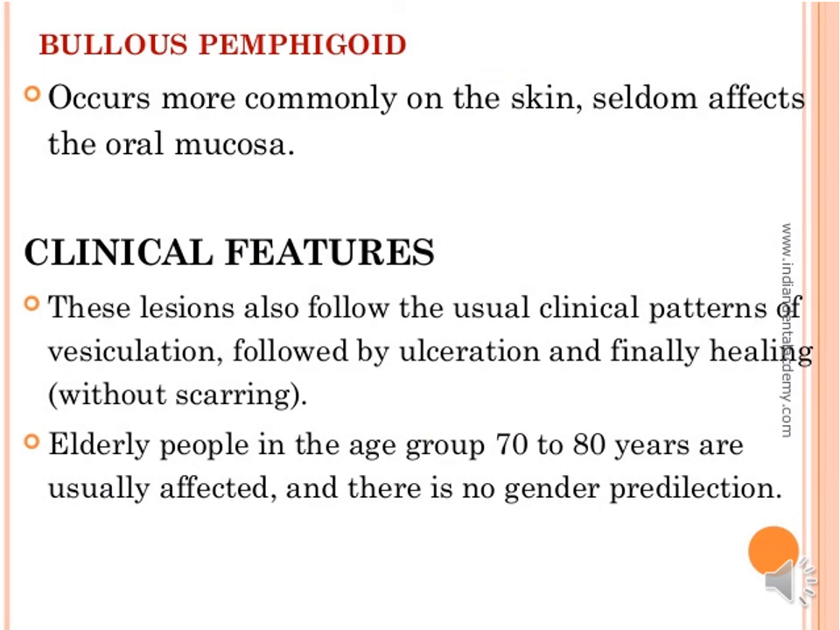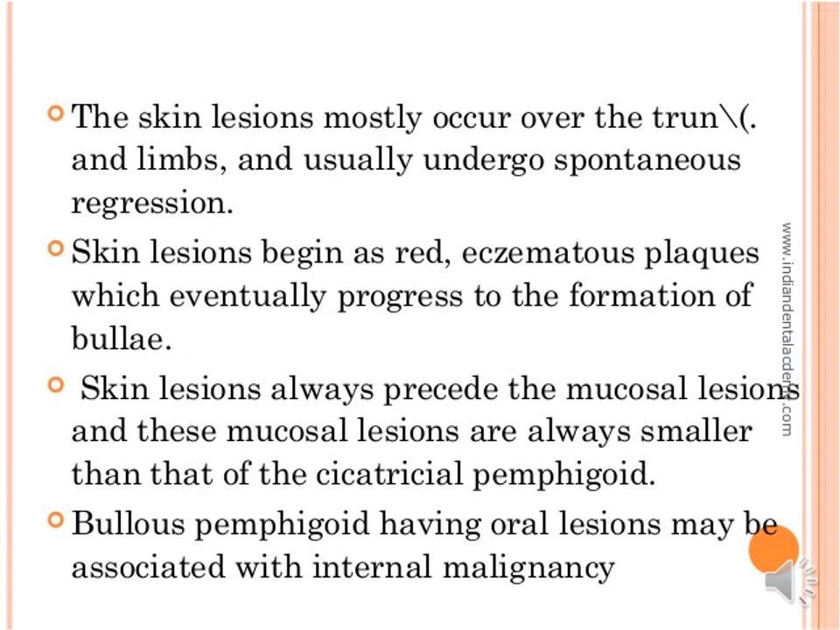Bullous pemphigoid occurs more commonly on the skin, and seldom affects the oral mucosa. Clinical features: this lesion also follows the usual clinical pattern of vesiculation followed by ulceration and finally healing without scarring. Elderly people in the age group of 70 to 80 years are usually affected, and there is no gender predilection. The skin lesions mostly occur on the trunk and limbs and usually undergo spontaneous regression.